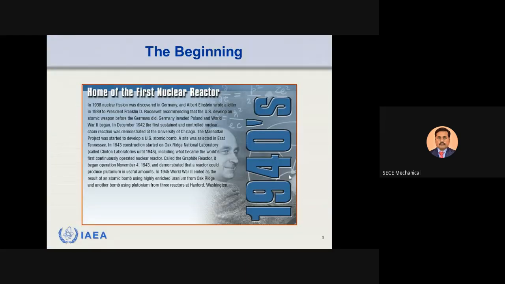In the year 1940, nuclear energy began to be utilized, because during that time the world war was happening. All the countries used atom bombs and so many things, that is, nuclear weapons, at that time. Highly enriched uranium was used in the atomic bomb. With the help of that uranium, we can also develop power.